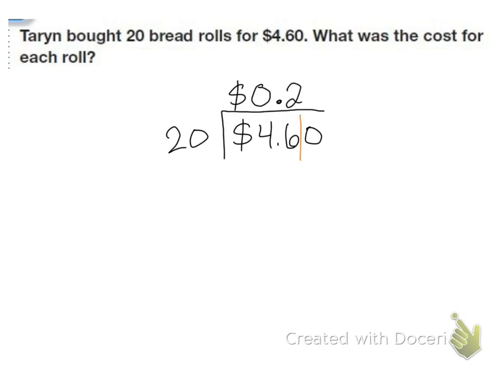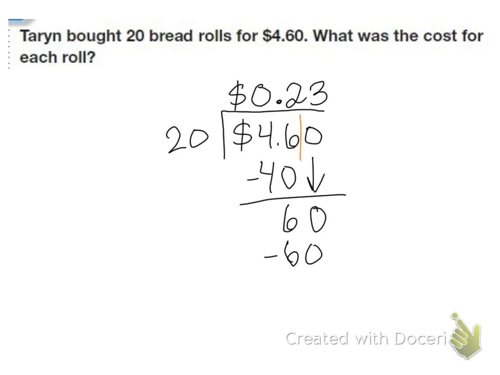Okay, so 20 times 2 is 40. Subtract. 46 minus 40 is 6. Bring down the 0. Okay, so then we have 60 divided by 20. Again, I can think, what is 6 divided by 2? So 6 divided by 2 is 3. Okay, so 20 times 3 is 60. Subtract and I get 0. So my answer is 23 cents.